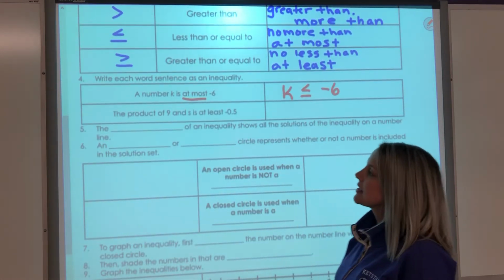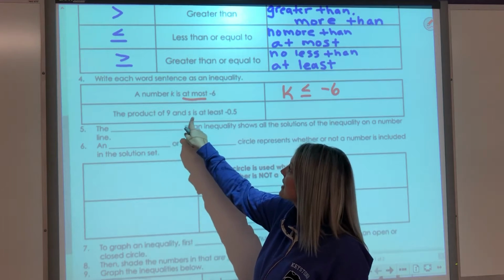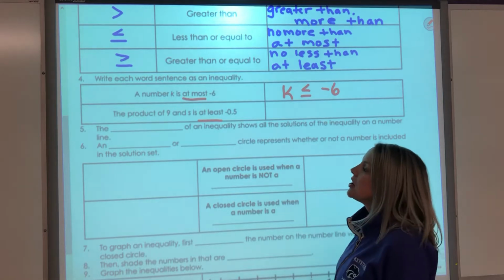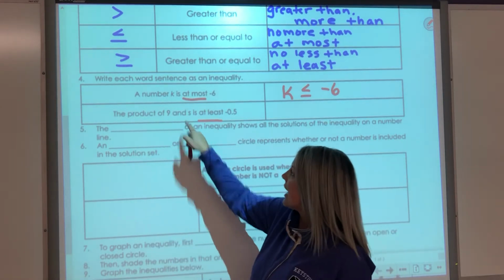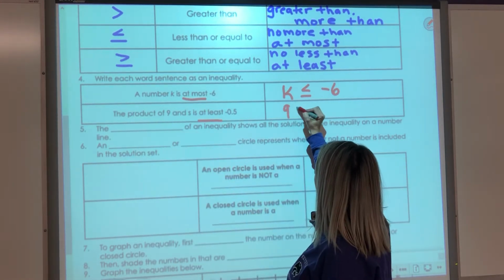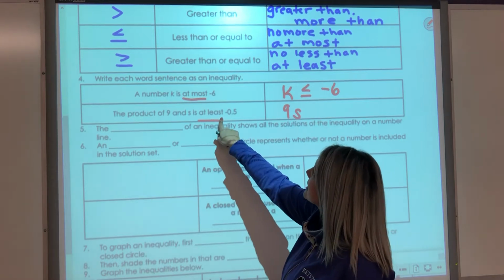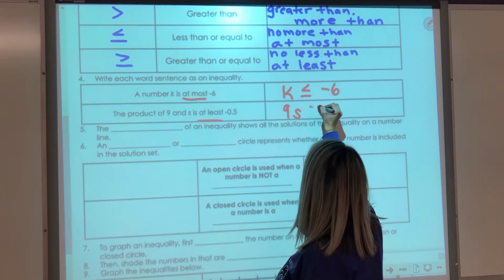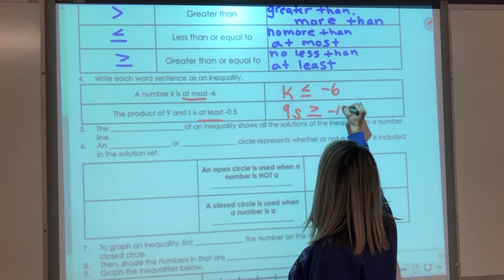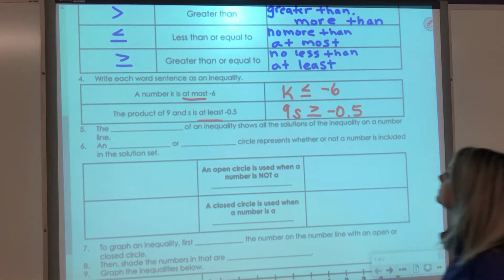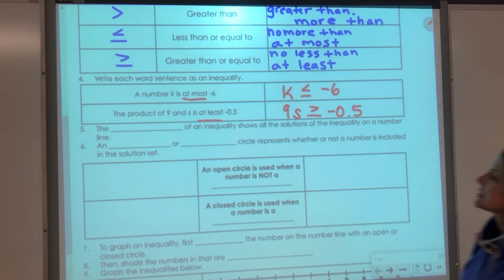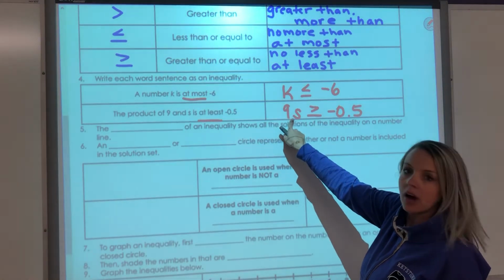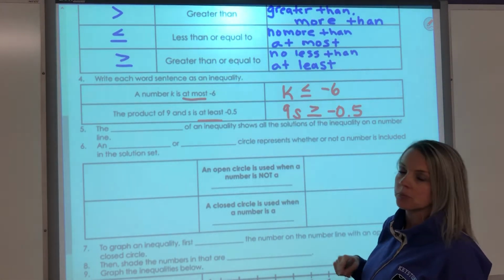Our next one says the product of 9 and s is at least negative 5/10. So we have the product of 9 and s. So that means that 9 times s is at least, well, that's our greater than or equal to, negative 5/10. So we can have a single number or variable, and then we can also have a product. We can have an expression on one side.